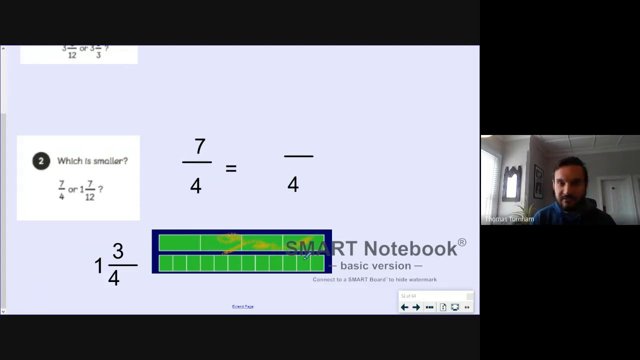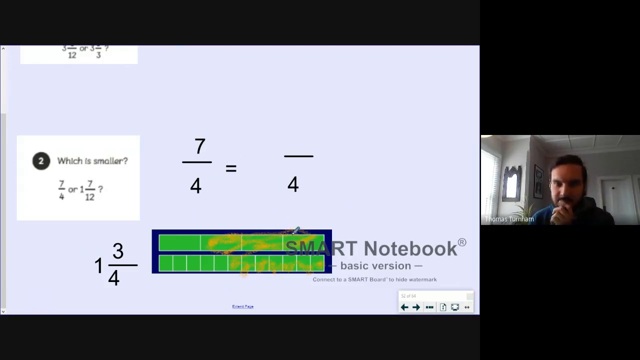And here I've got 7/12. 1, 2, 3, 4, 5, 6, 7. And that was 3/4. Woo, that's a really sloppy color in there.